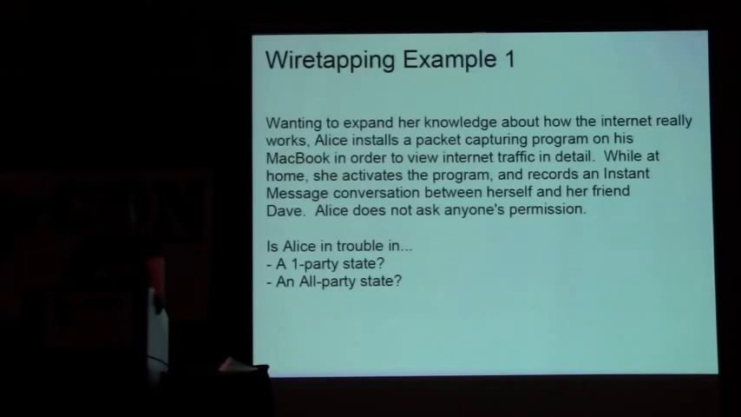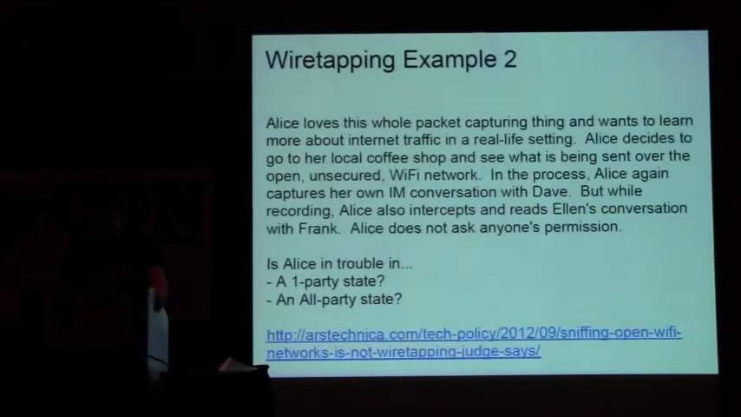All right, example number 2. Alice loves this whole packet capturing thing. This is great, I can listen to all sorts of people's conversations. Alice decides to go to her local coffee shop and see what's being sent over the unsecured Wi-Fi there. Not that anyone in this room has ever done that. In the process, she again records her conversation with friend Dave, but she also intercepts someone else's IM conversation between Ellen and Frank. Again, she of course doesn't ask anyone's permission to do this.